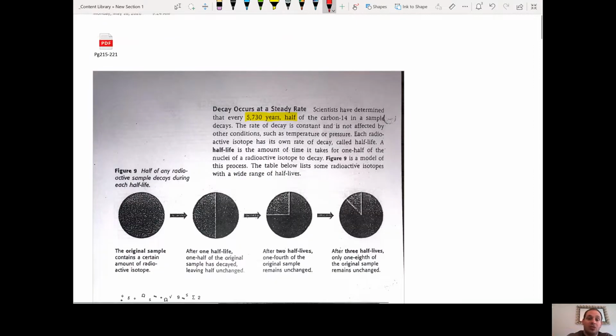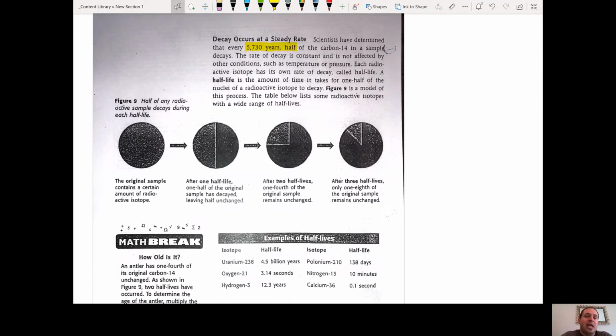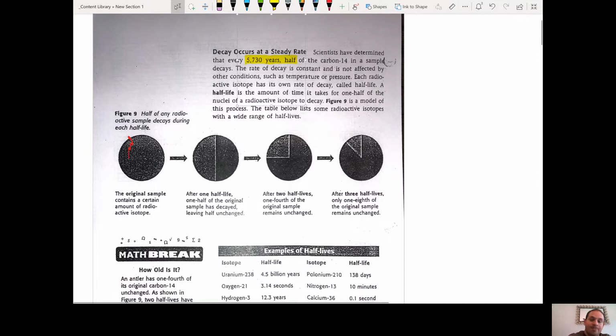Okay, so in this diagram here, they're displaying the half-life of C14 using pie graphs. Okay, in the first original sample, you have 100% carbon-14 in here. Okay, it hasn't decayed yet. And then when we go to the second sample, this would represent one half-life. You have 50% carbon-14, and then it decayed into 50% of the nitrogen-14. So that would represent one half-life.